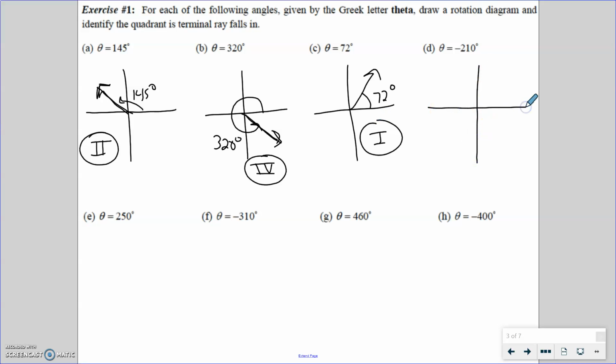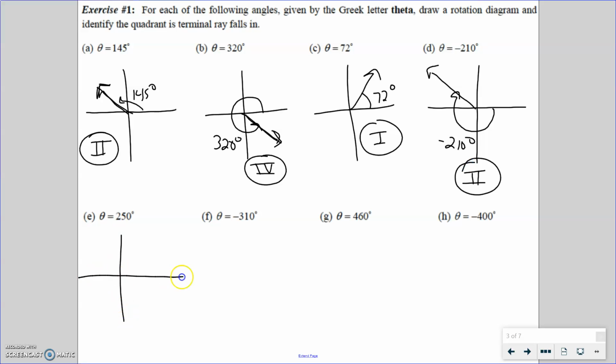Negative 210. Don't forget that a negative angle measure actually goes clockwise. So 210 degrees I know is more than 180, but it's not quite to 270. You go all the way around. So negative 210 is going to go to right about here. Notice how I'm not being super picky about exactly where it lands, as long as you know. Okay, so that's in quadrant 2.